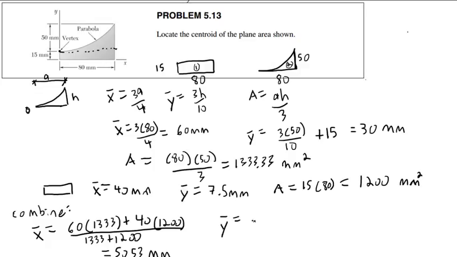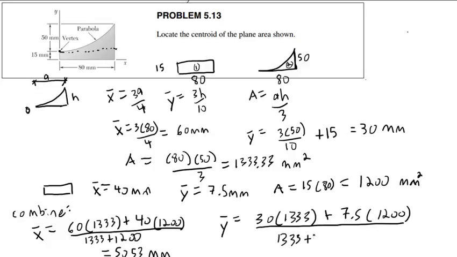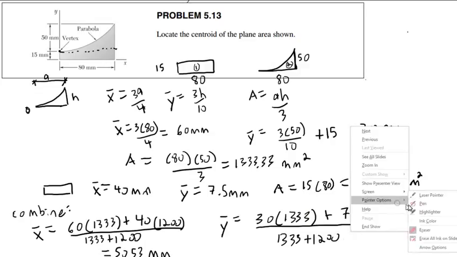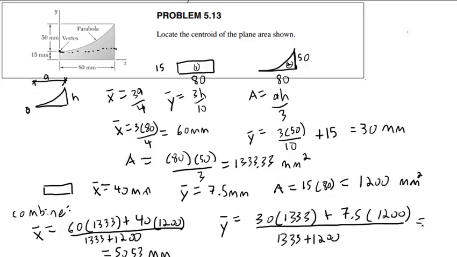Then the y bar, again, to combine these together, is going to be, let's say, 30 times 1333 plus 7.5 times 1200 over 1333 plus 1200, oh, not 12,000, 1200, and this comes to 30 times 1333.333 plus 7.5 times 1200 over 1333.333 plus 1200, and I get 3.675 millimeters.